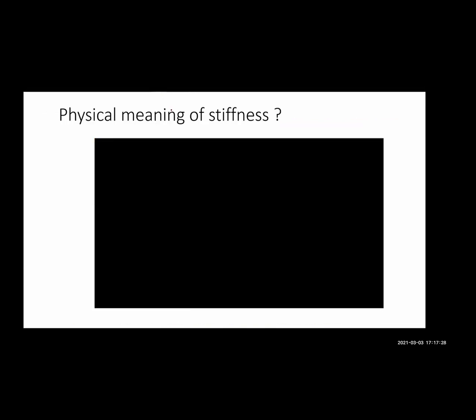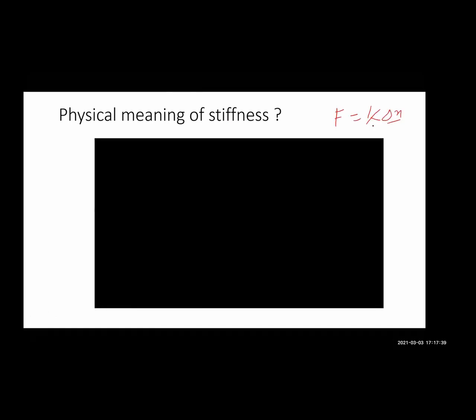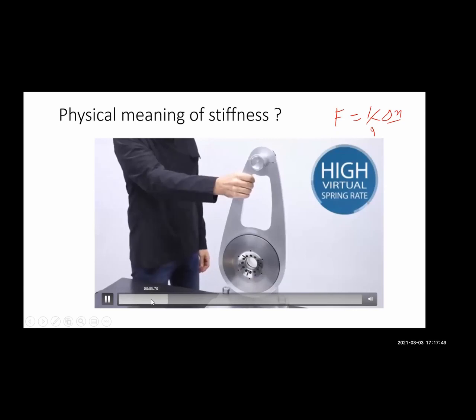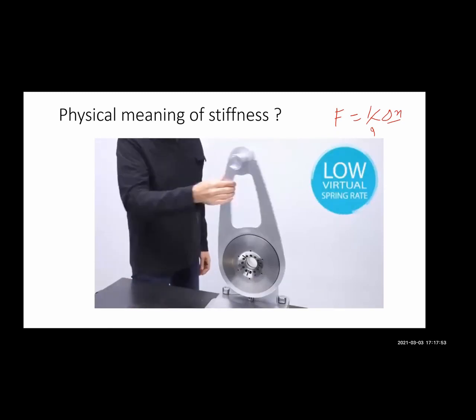Now, how is this done? What is the meaning of this behavior? For example, we talk about stiffness. You know the stiffness of a spring: force F is equal to K into delta X, and K is your stiffness. So this example actually shows us physically what it means. Suppose you're pushing against this lever. This is a very hard spring. If it is a low spring, you can push very easily.